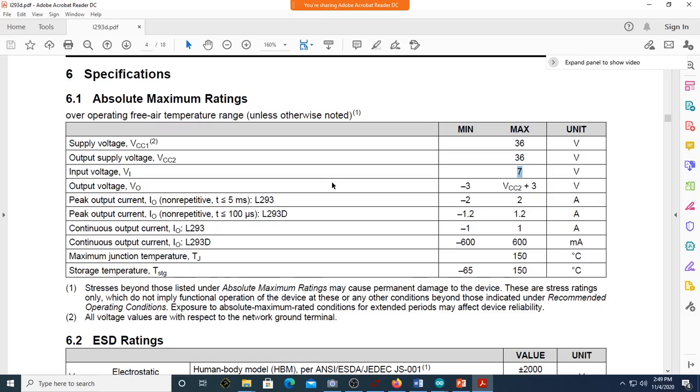Suppose it is a 1 HP motor at 230 volt, how much current does it require? 1 HP is equal to how many watts? 746. 746 divided by 230 will be how much? Will it be more than 2 amperes? You can see it is 3.13 amperes.